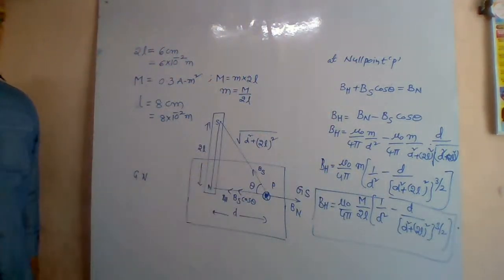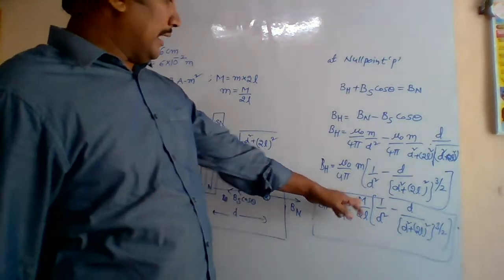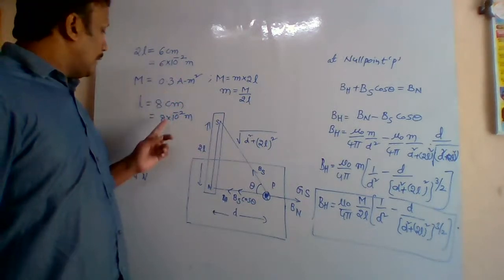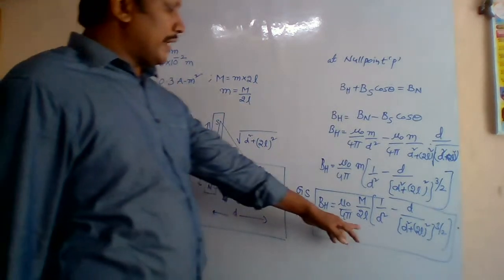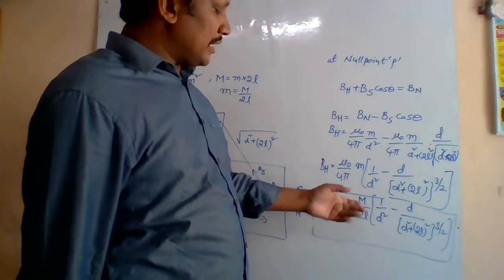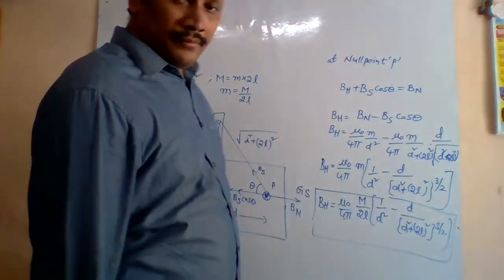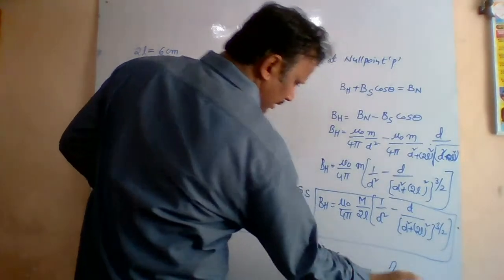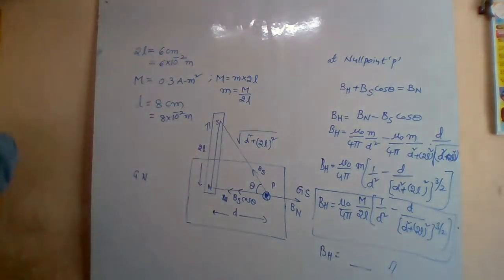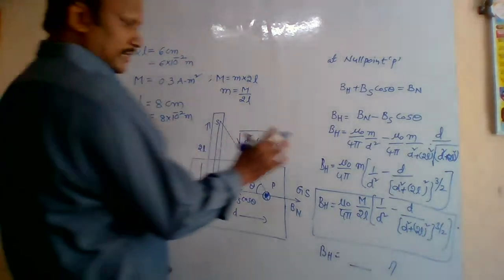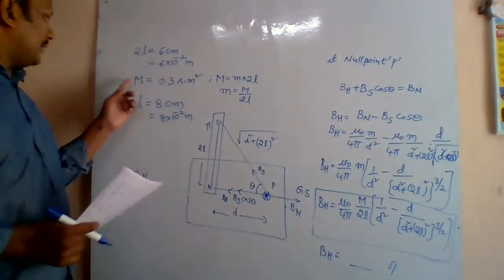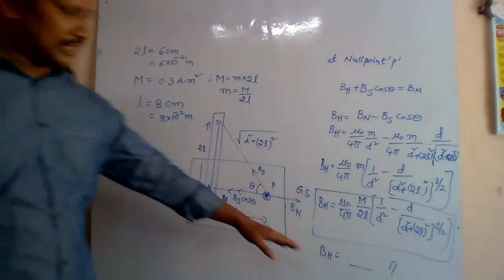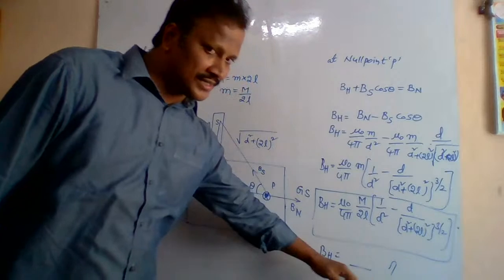Now we have to substitute the values in this equation. M value is how much here? 0.3. Right? 2l is equal to 6 into 10 power minus 2. Then find out Bh. Substitute here. This is the expression. Substitute M value, 2L value and D. M is there, D is there, 2L is there. Substitute in that equation, find out that Bh, the horizontal component of the given. Please send this answer.